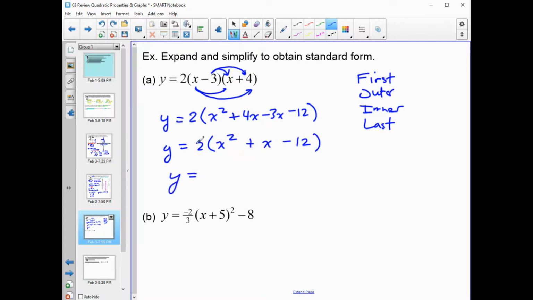And now I multiply that out. I end up with 2x squared plus 2x minus 24. Because this 2 has to be, it's the distributive property again, distributed into every term in our bracket, in that factor.